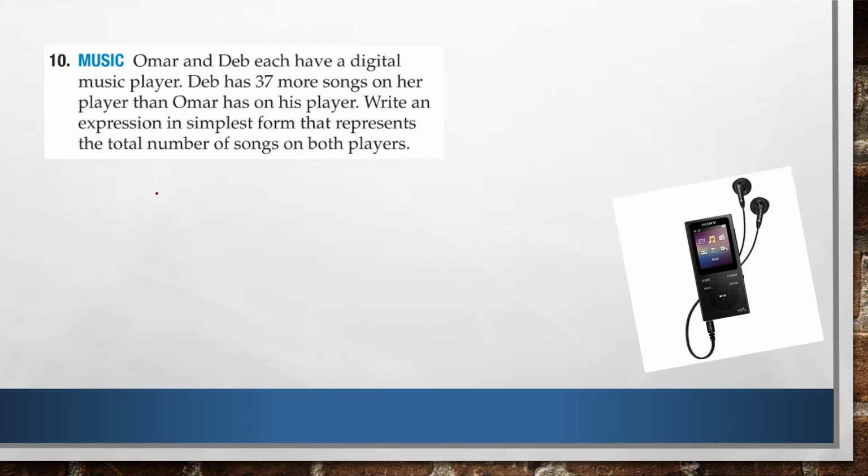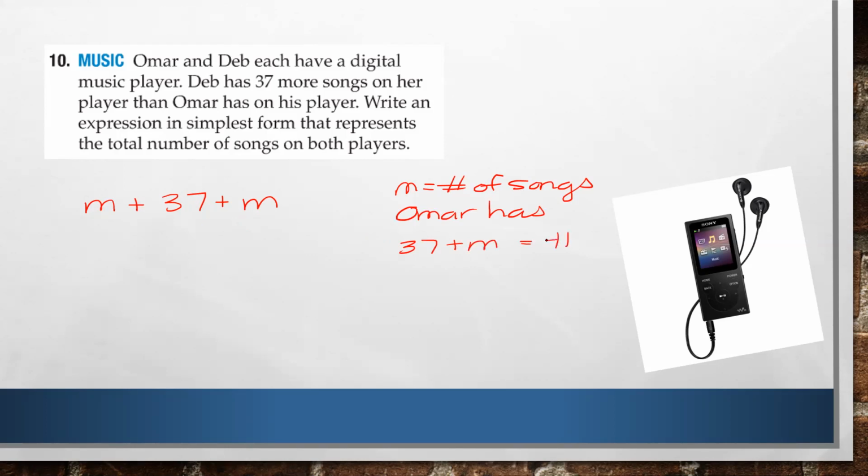Okay, so we know that Omar will say that he has M number of songs. Well, it says Deb has 37 more songs than Omar. So we would add 37 plus the number of songs that Omar has. So M is the number of songs Omar has, and then 37 plus M is the number of songs that Deb has.